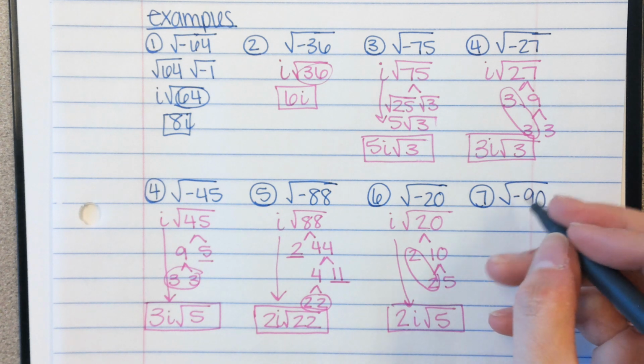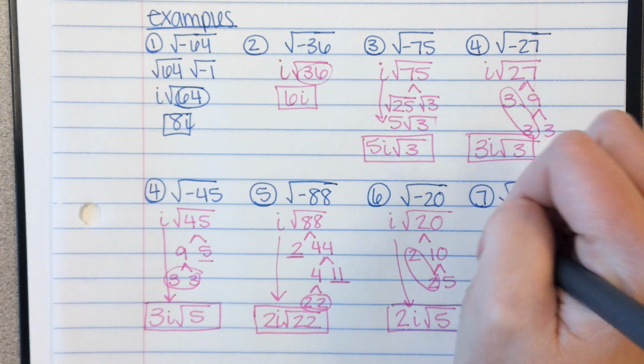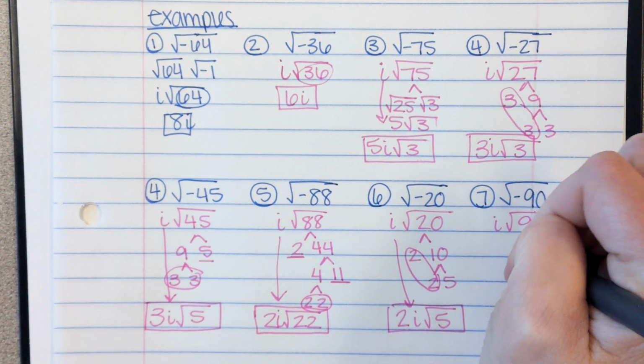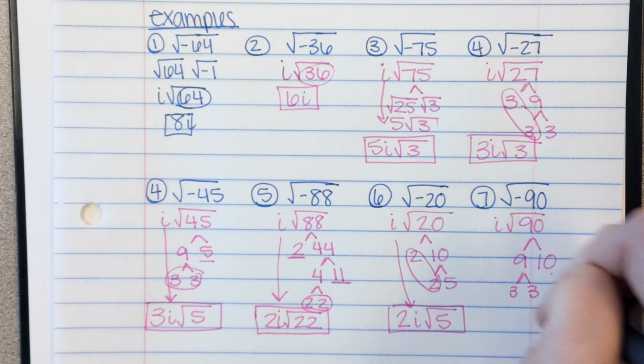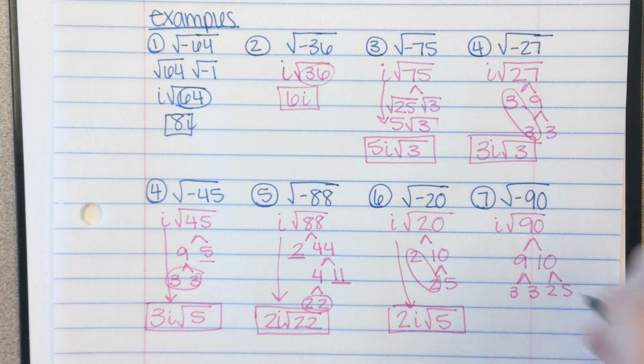All right, number 7, I have the square root of negative 90. I'll pull out an i, and I have the square root of 90. 90 is 9 times 10. 9 is 3 times 3. And then 10 is 2 times 5.